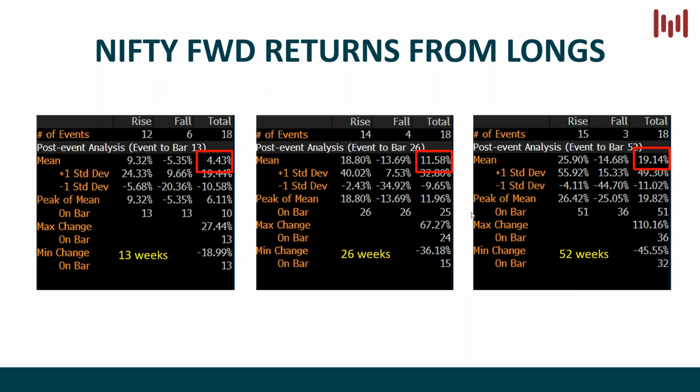Remember what happens in a long signal. Prior day, the close has to be under the lower band. On the current bar, the close has to be above the upper band. If these two candles and their conditions are met, I will go long.